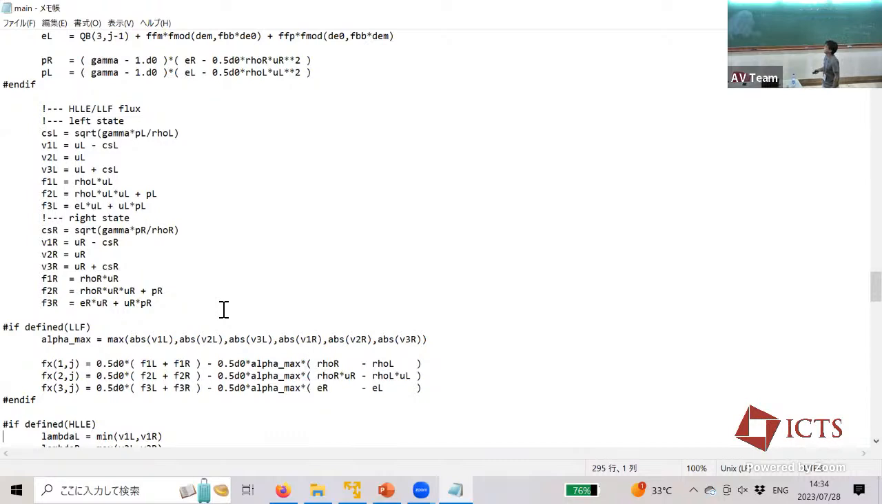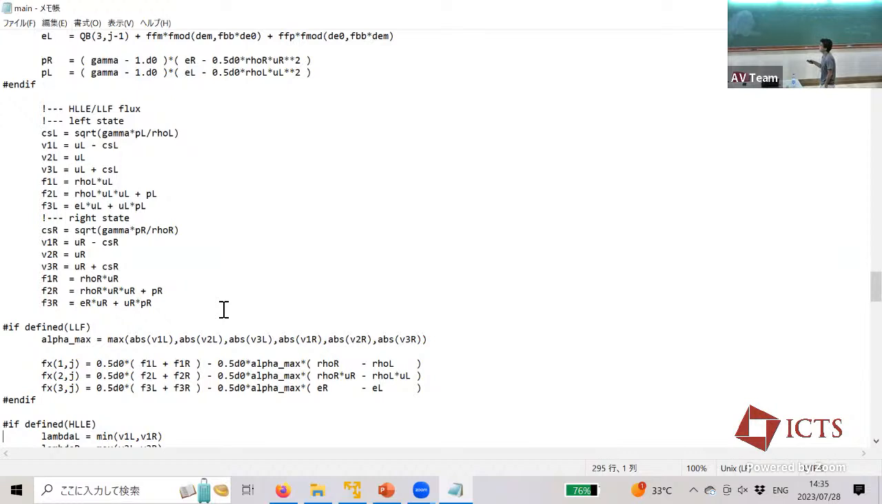So for example, for the left state, three characteristic speeds appear: U minus CS, U, and U plus CS. And the right state is also U minus CS, U, and U plus CS. And the sound velocity is given in terms of the pressure and the density in the left state, and the flux in the left state is given by this equation. This is a physical flux, right? The same things can be applied for the right state. And now you have three characteristic velocities in the right state and the left state.